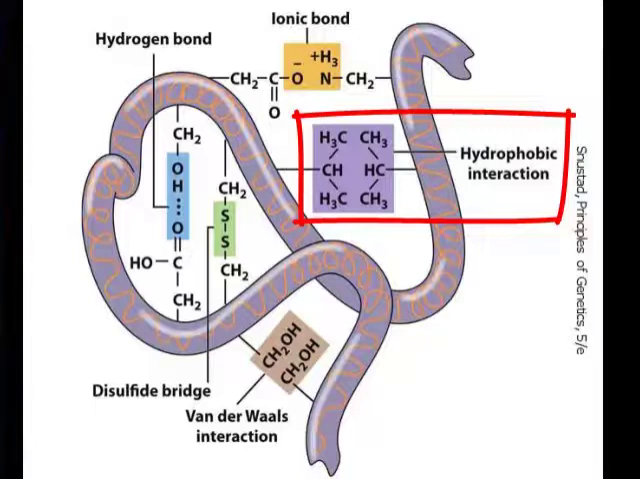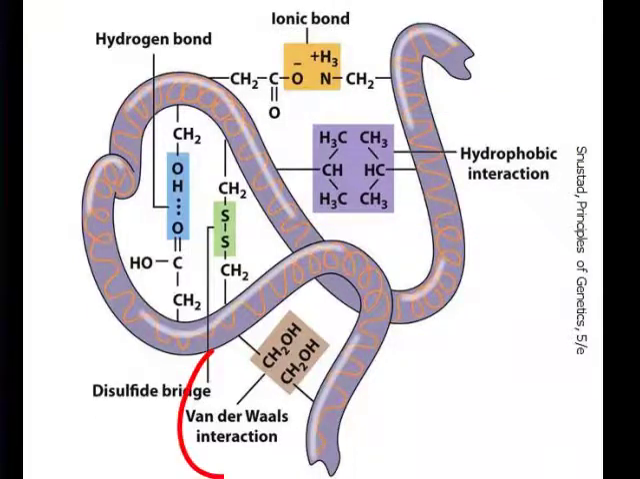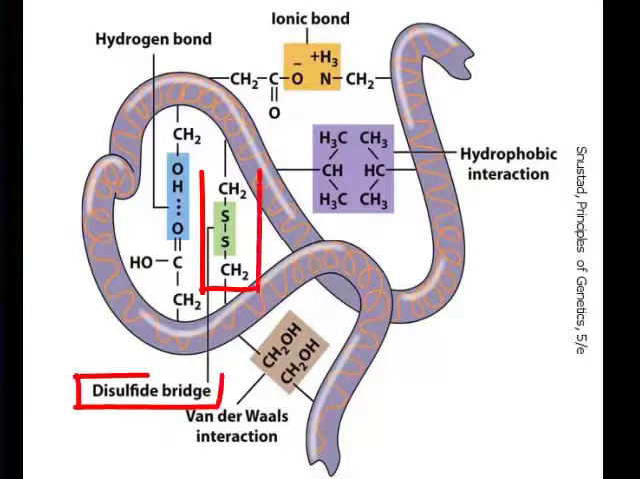Those are simply molecules that are expelling water, and so they like to hang out with each other. We have van der Waals interactions. Those are very poorly understood, but the basic idea is that we think there are different shapes of molecules that like to hang out with other shapes of molecules. We have disulfide bridges, as we talked about earlier, between cysteine R groups.